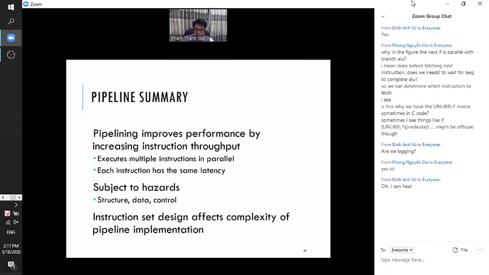For the hazards, there is a type about structure hazards, and for data hazards, the outcome of the previous instruction will be the parameter of the next instruction. So there are data and control hazards as examples in the pipeline instructions.